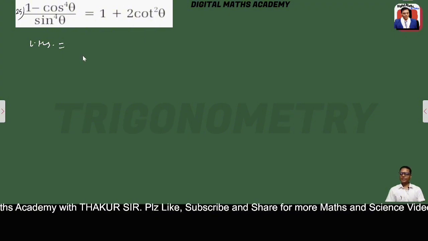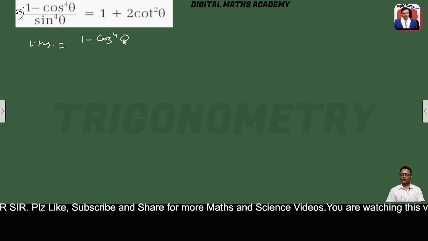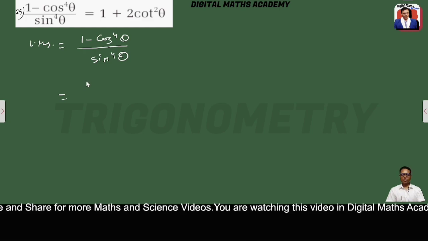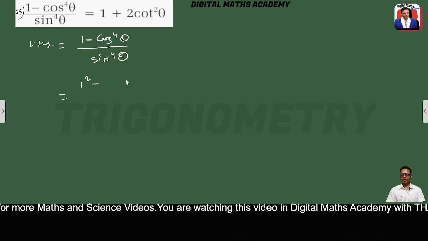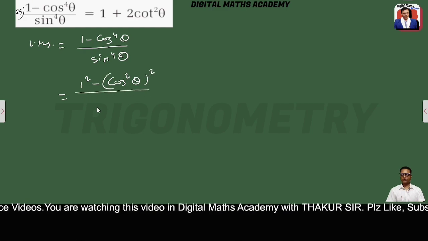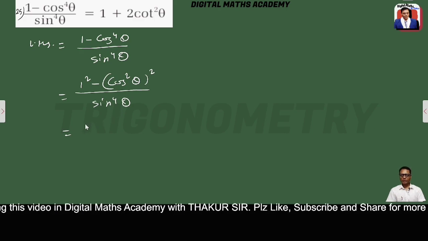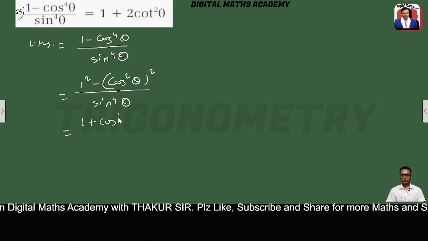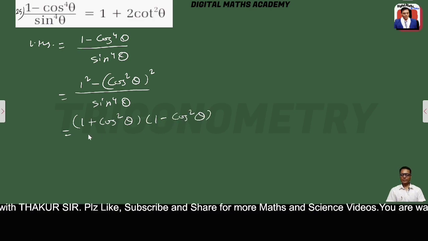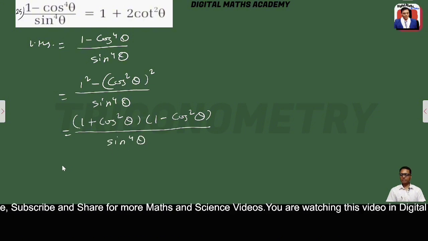Similarly, in identity number 25, we choose the left hand side, that is (1 minus cos to the power 4 theta) over sin to the power 4 theta. 1 minus cos to the power 4 theta can be written as (1 square minus cos square theta whole square) over sin to the power 4 theta. Then we apply the a square minus b square formula, that is 1 plus cos square theta and 1 minus cos square theta, that is (a plus b) into (a minus b). At the denominator we write sin to the power 4 theta.